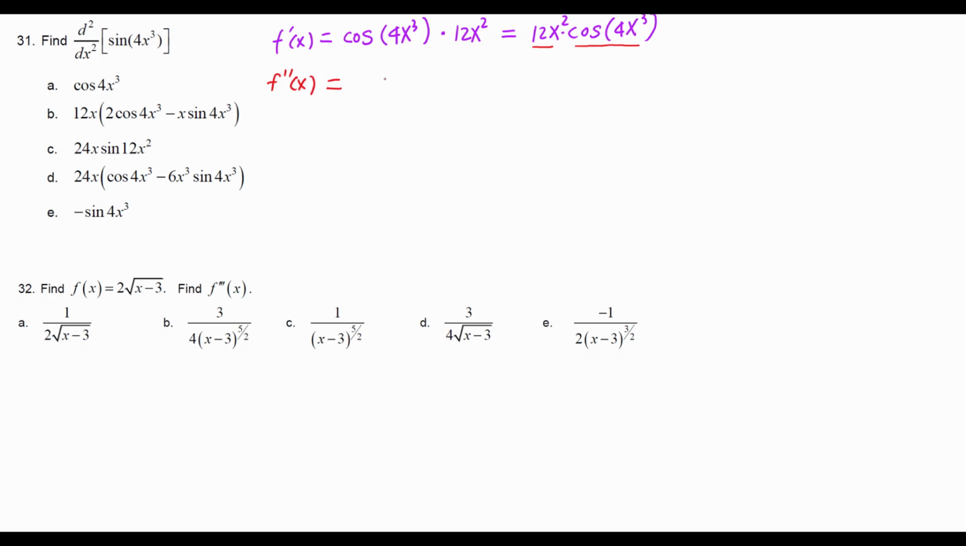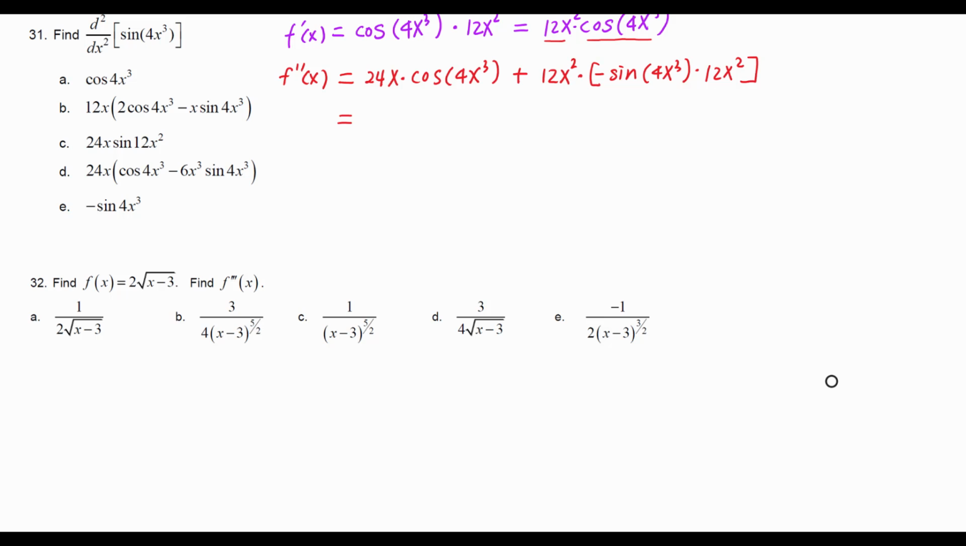So take the derivative of 12x squared, you get 24x times cosine of 4x cubed plus 12x squared times the derivative of cosine of 4x cubed, and the derivative of cosine is negative sine 4x cubed times the chain rule, 12x squared.